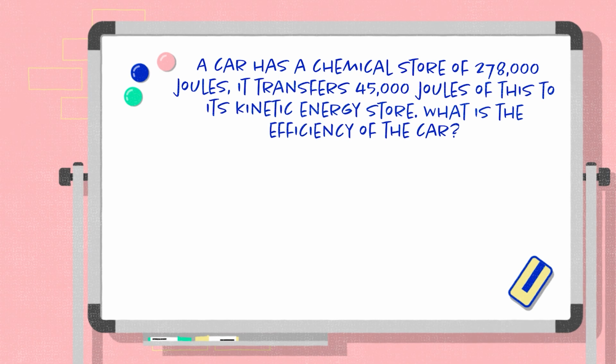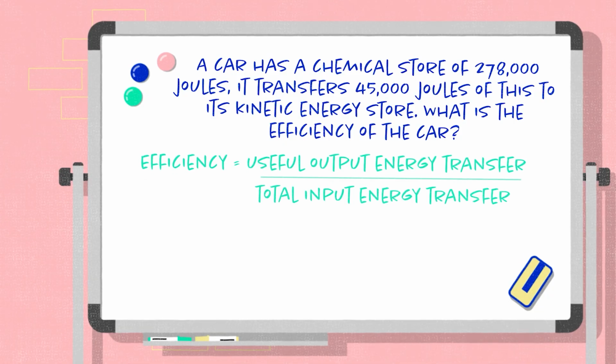A car has a chemical store of 278,000 joules. It transfers 45,000 joules of this to its kinetic energy store. What is the efficiency of the car? As there are joules in the question, we're going to use equation number 1. Efficiency equals useful output energy transfer over total input energy transfer. So let's sub in the numbers.